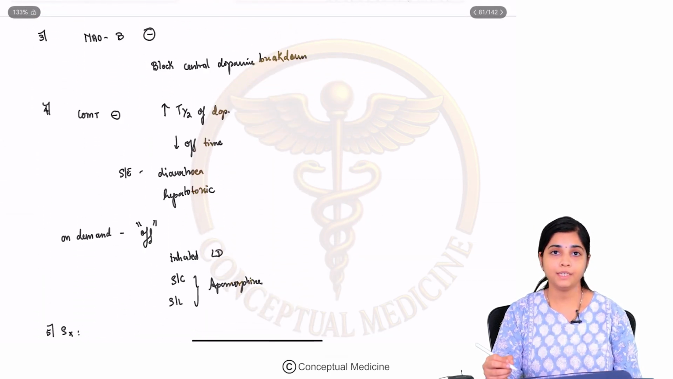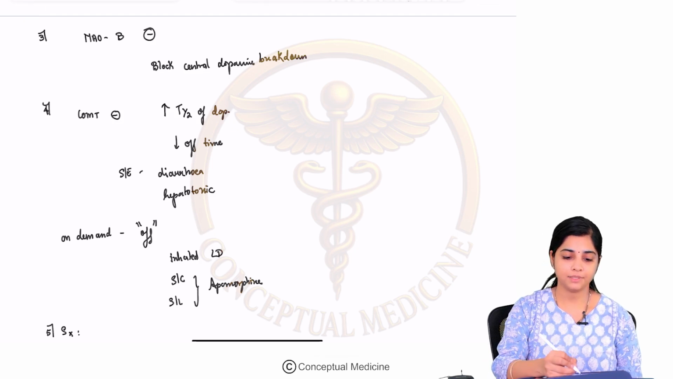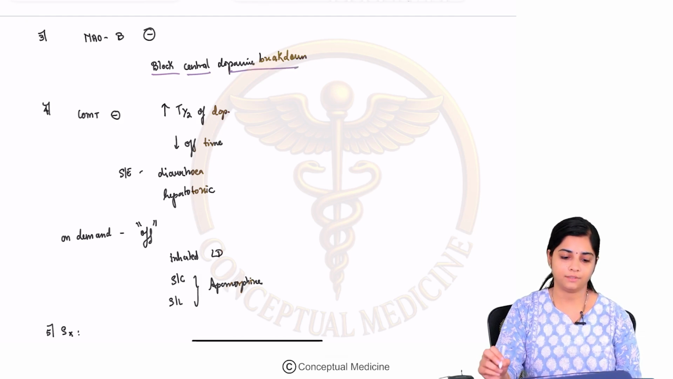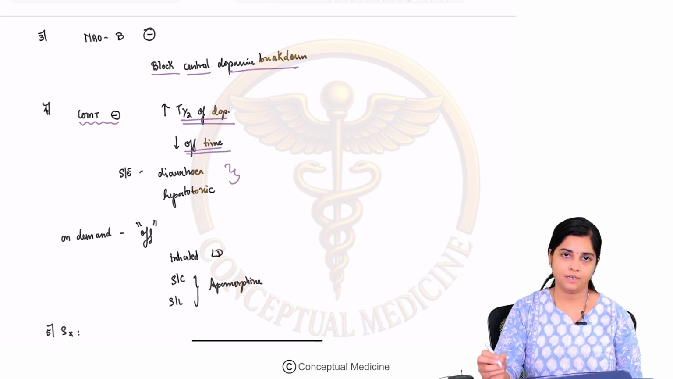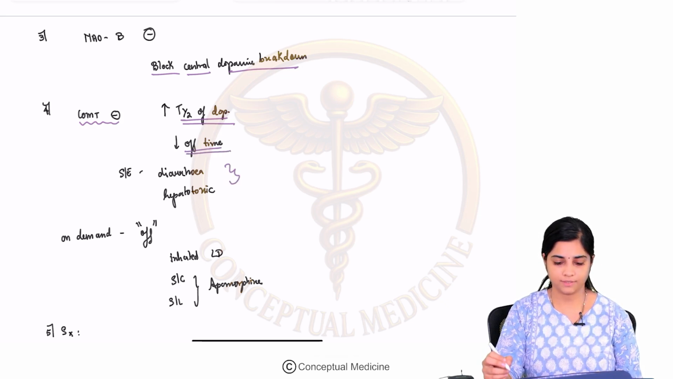Then MAO-B inhibitors. What is the function of MAO-B inhibitors? Like your selegiline and rasagiline, they block central dopamine breakdown. Then COMT inhibitors increase the half-life of dopamine and decrease the off time. The main side effects are diarrhea and hepatotoxic side effects, right?